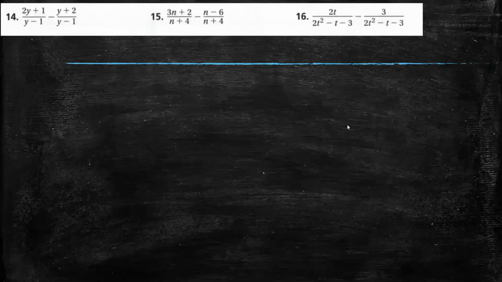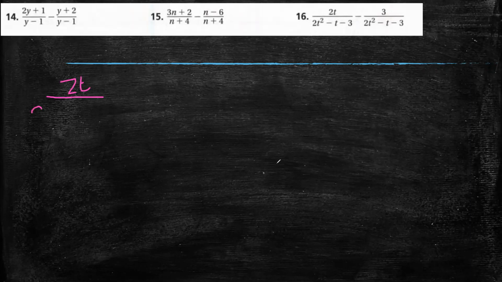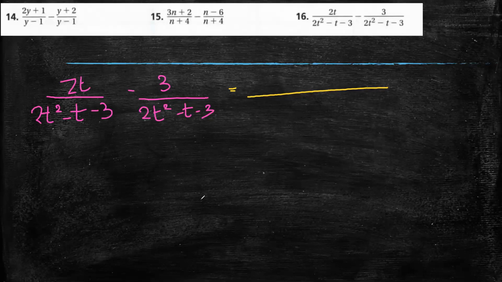Let's continue with number 16. 2t over 2t squared minus t minus 3, minus 3 over 2t squared minus t minus 3. So here, look at the first step. You have to look at the denominators. Did we have the same denominator? Yes. So write it here.